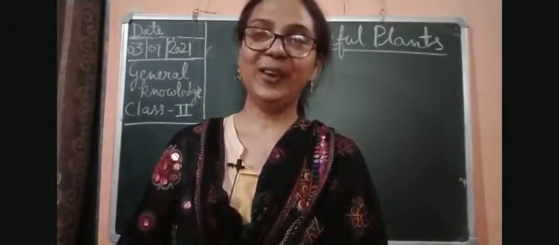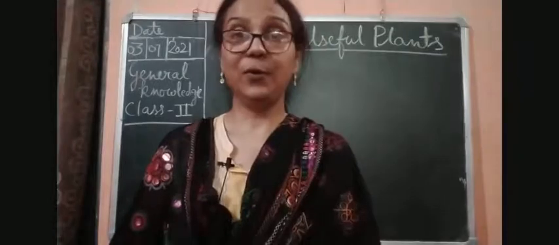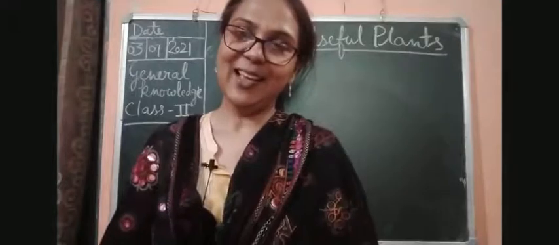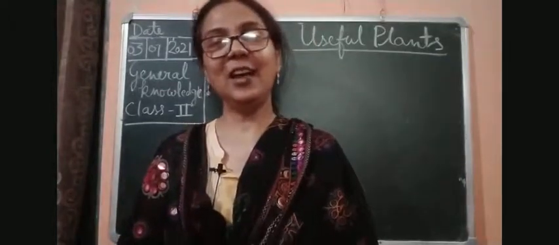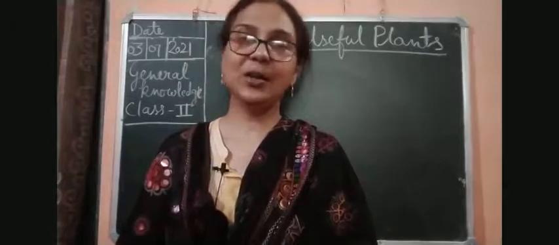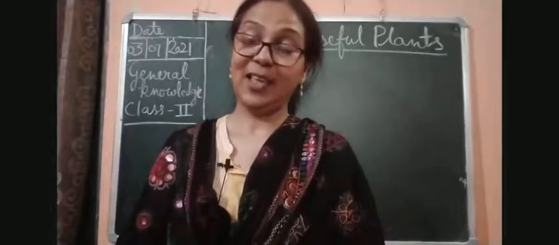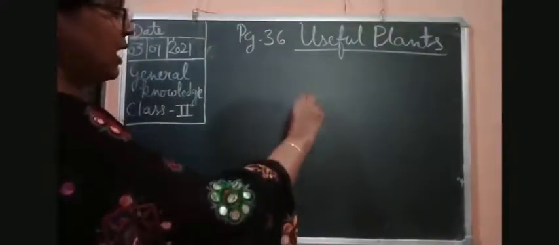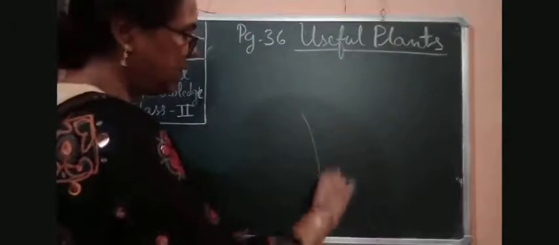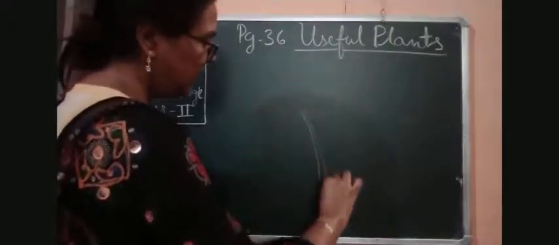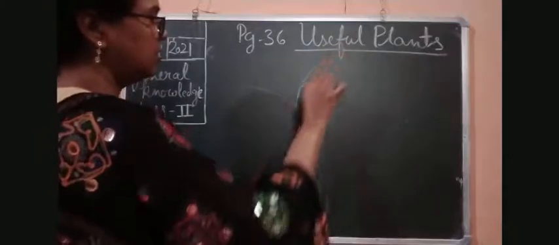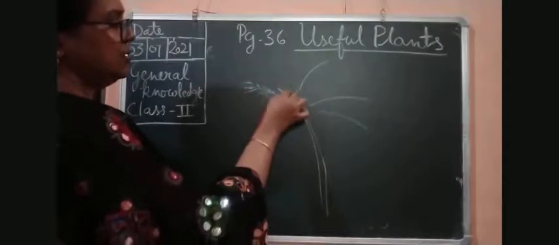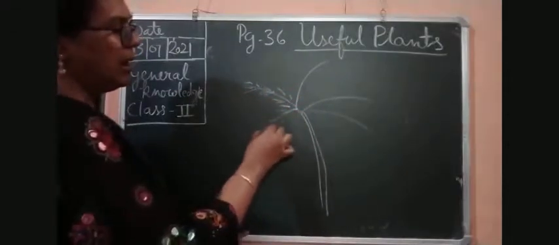Children, as you all know, we are studying useful plants and we are learning lots of things about them. Yesterday, in our previous video, we discussed the coconut plant and the neem plant. Coconut is a very beautiful plant, and you might have seen it many times. It has lots of leaves. That is a kind of palm, children.